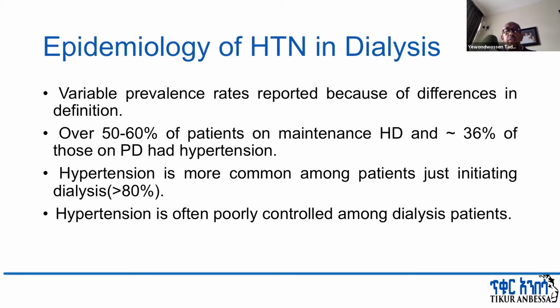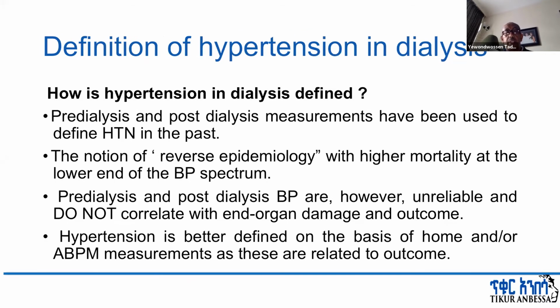Like 50 to 60% of patients on maintenance hemodialysis, and about a third of patients on PD are reported to have hypertension. Hypertension is generally more common among patients that are just starting dialysis, over 80%, compared to those who've been on dialysis for some time. And this, as I will discuss later, is related to volume issues. And hypertension is generally poorly controlled among dialysis patients.